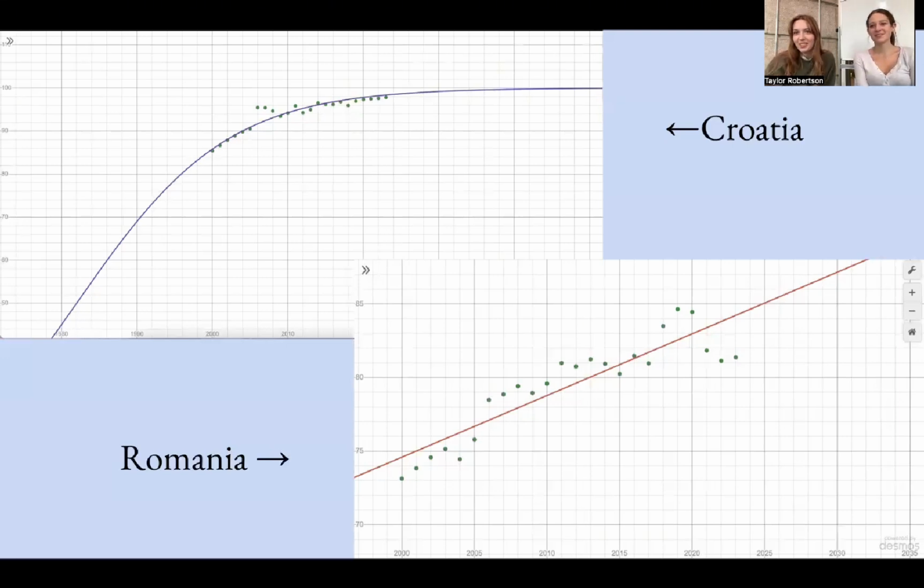Croatia displayed an increasing slope and shows a distinct curve here. Here, an inverse exponential equation was used. Since the data is bending quickly upwards, we can infer that an exponential line is needed.